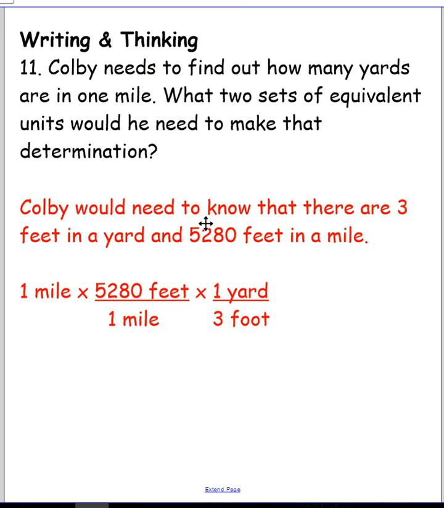So when we look at our chart, we can see that we have miles to feet and feet to yards. So he would need to know that there's 3 feet in 1 yard and 5,280 feet in a mile. And so I wrote out the conversion that we have 1 mile is equal to 5,280 feet. So that gave us feet and got rid of miles. And then there is 3 feet to a yard. So we would have to take that 5,280 feet divided by 3 to get the answer in yards.